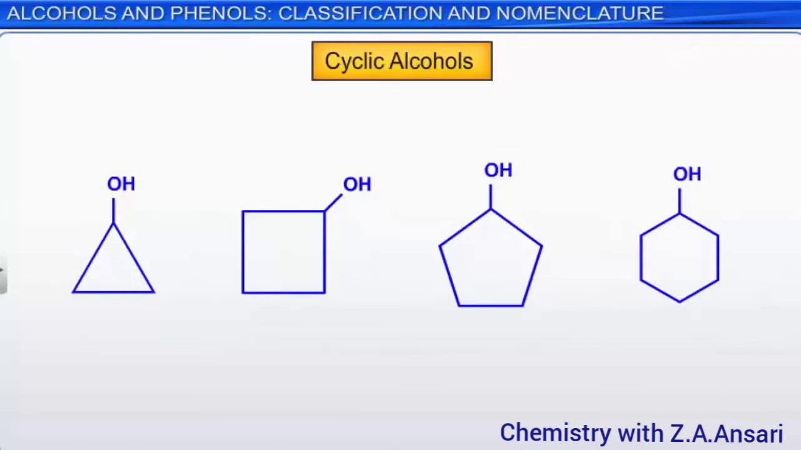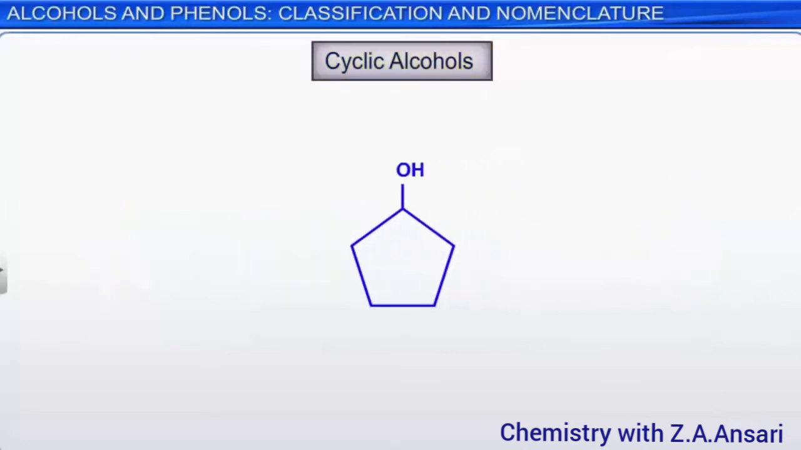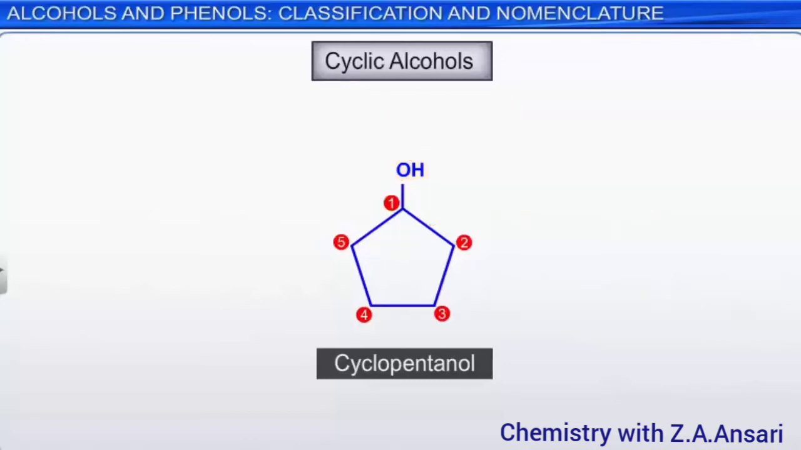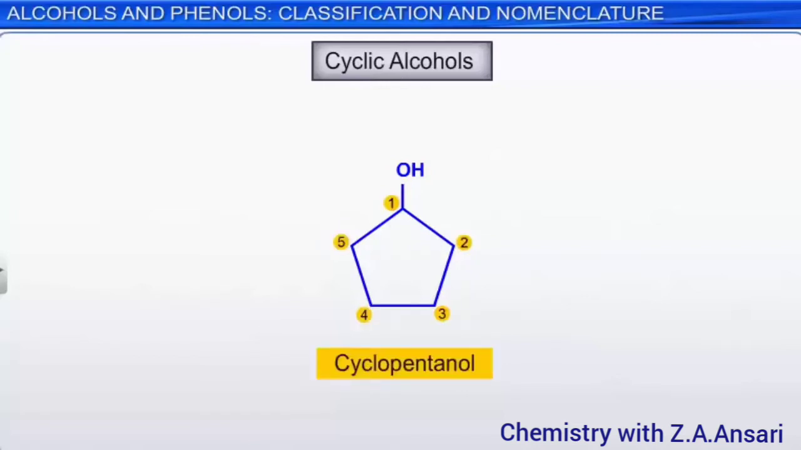Cyclic alcohols are named in a similar manner. Count the number of carbon atoms in the ring. Use the prefix cyclo and the alkane name for the number of carbons in the ring. Drop the E from the alkane name and replace it with the suffix OL. The location of the hydroxyl group on the ring is considered to be carbon 1. Look at the molecule illustrated here. The ring has 5 carbon atoms, so this is cyclopentanol.